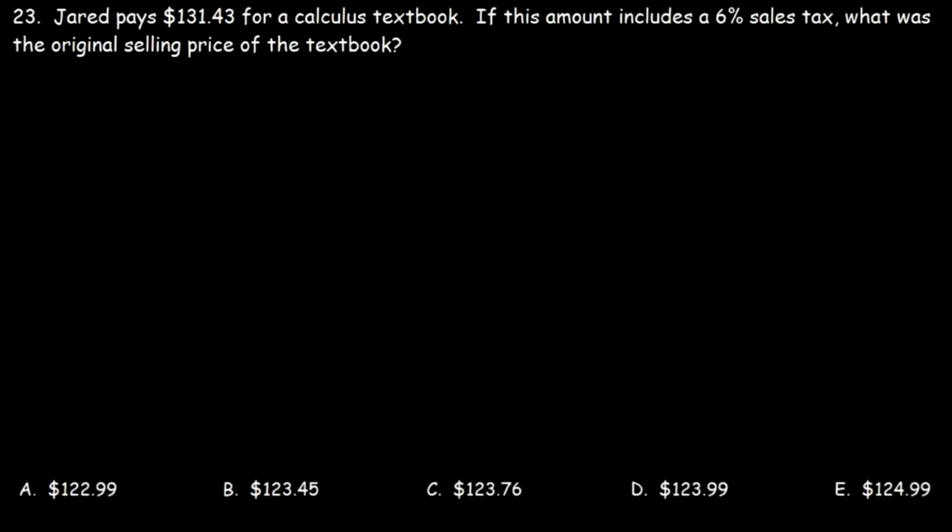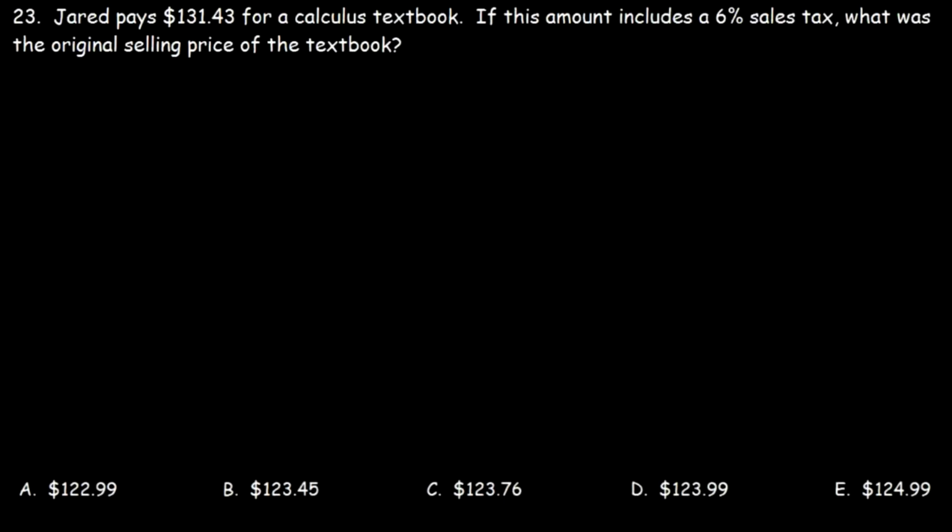23. Jared pays $131.43 for a calculus textbook. If this amount includes a 6% sales tax, what was the original selling price of the textbook? So go ahead and work on this problem.